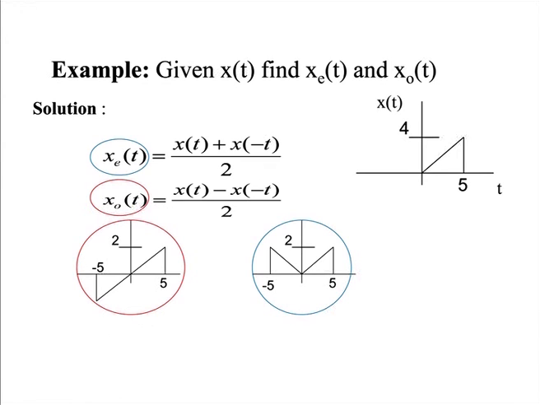Then this is an example: x t is given, the signal in the right hand corner. If you want to break this into even and odd parts, you can see below, the red one is the odd part and the blue one is the even part. If we add the even and odd parts, then the signal will become x of t.